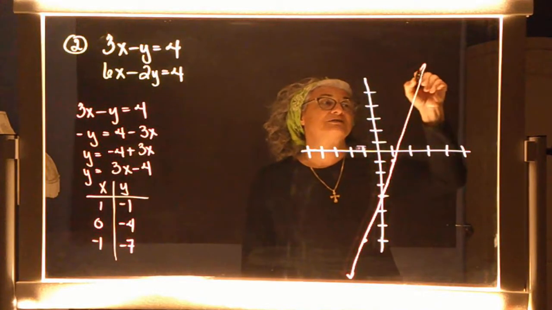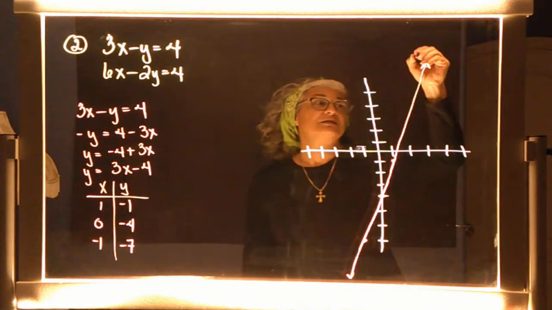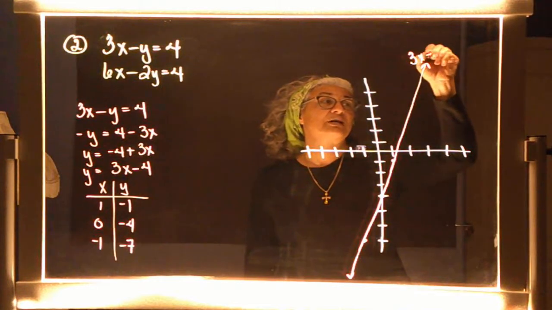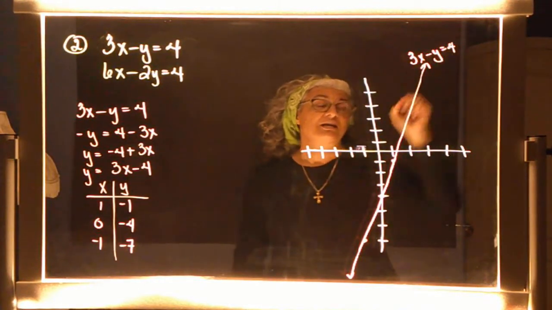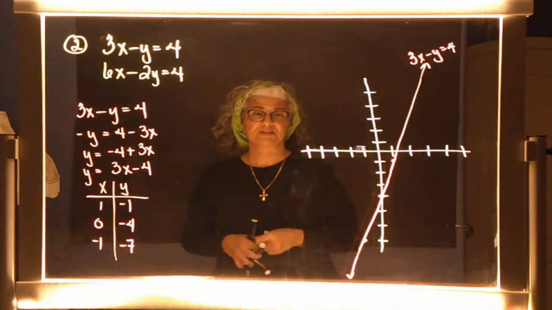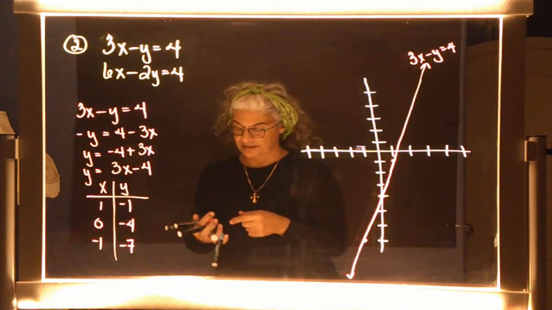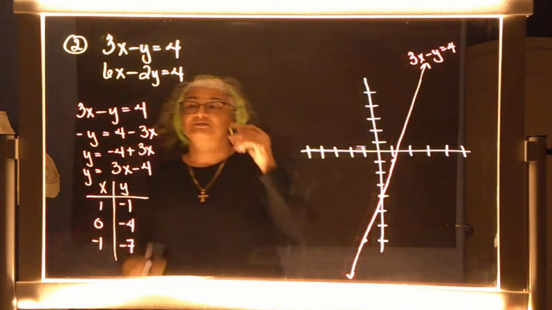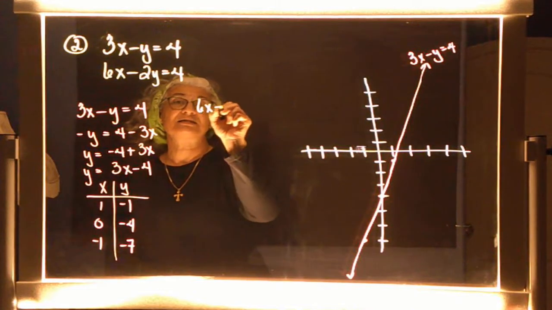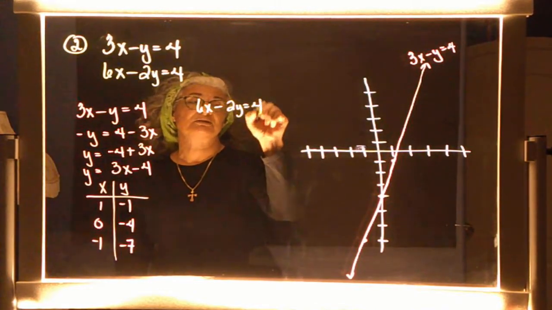It looks pretty straight. Label it. This is the line 3x minus y equals 4, right? That's how I got that line. Does that make sense? Okay, but I still have the second one to deal with: 6x minus 2y equals 4.